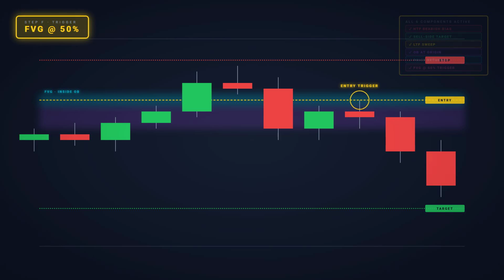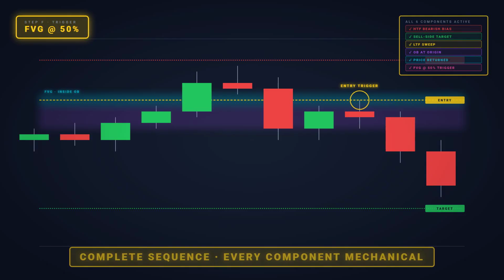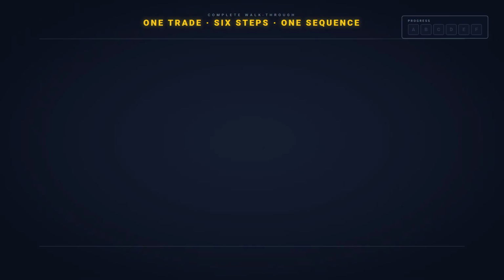HTF bearish bias. Sell side liquidity target below the equal lows. LTF sweep of buy side liquidity above the lower high. OB at the origin of the sweep. Price returning to the OB. FVG nested inside it with the 50% level marked. That is the complete sequence. Every component has a mechanical role. None of them are optional.